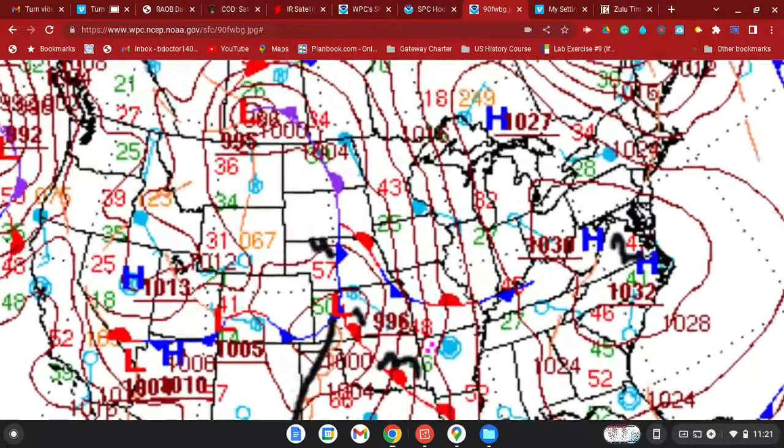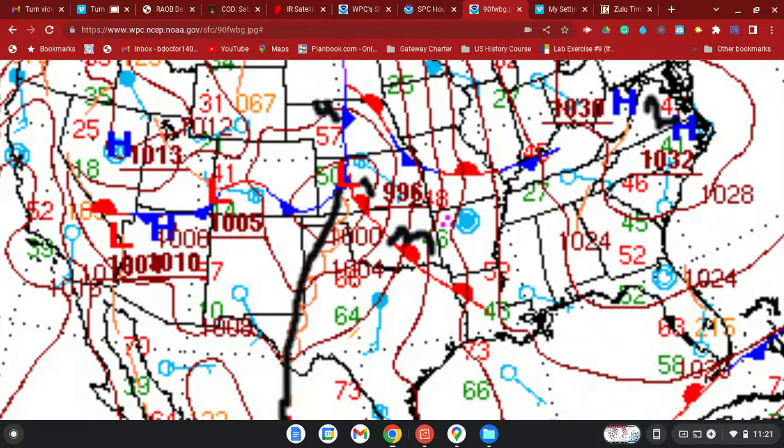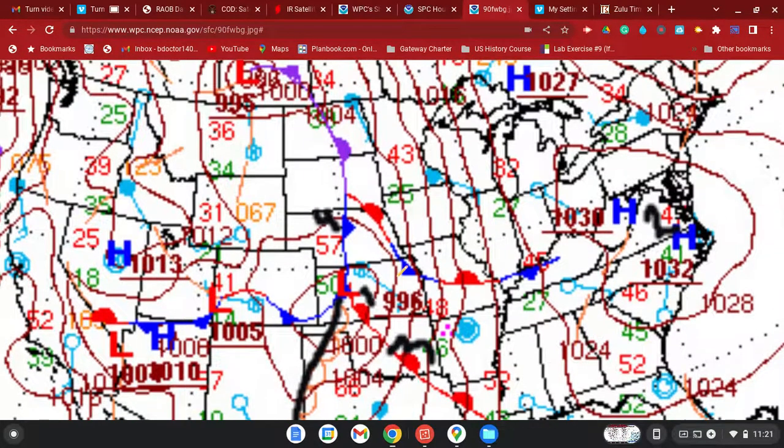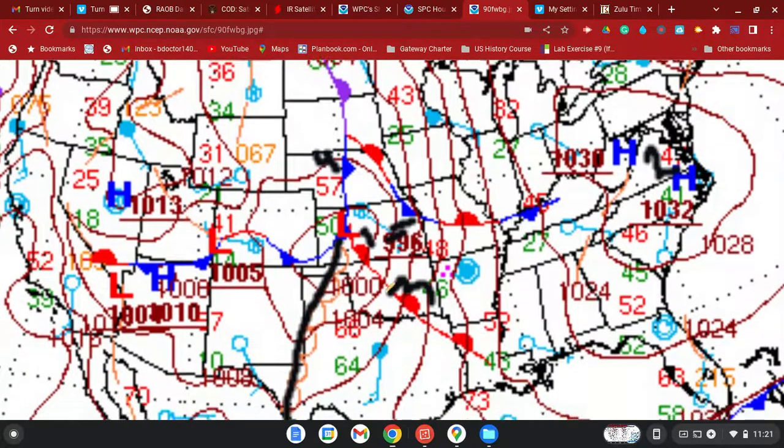All right, so let's go back to our highs and lows. Let's start with this low right here in the center of the country. It looks like it's in Oklahoma, Kansas. Right now it's in the north side of northwest Kansas. It's at 996 millibars. That's a strong low.